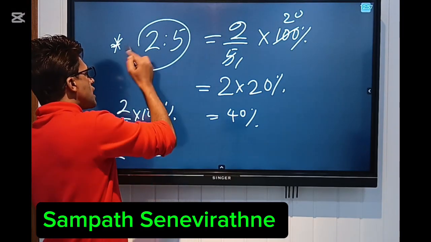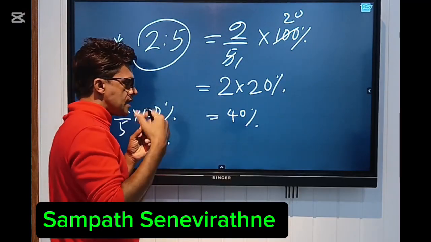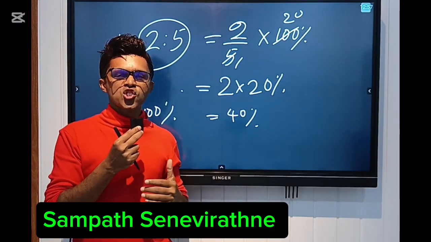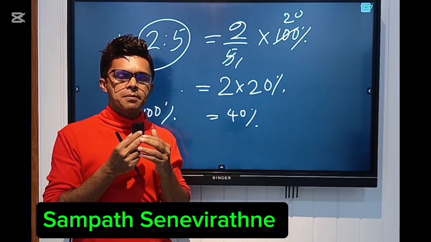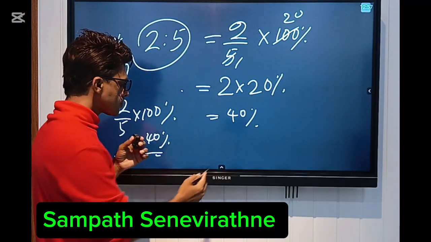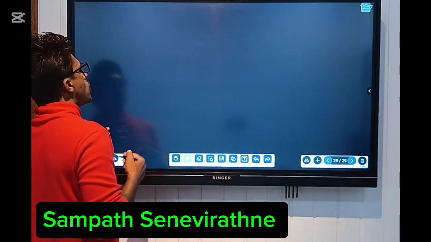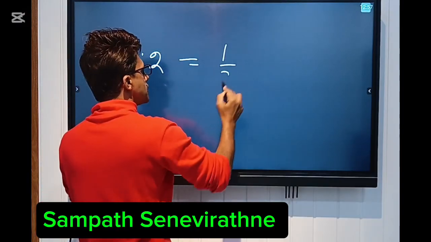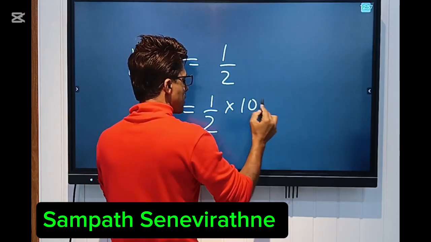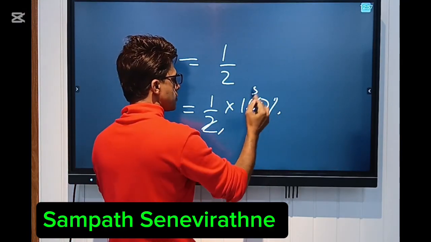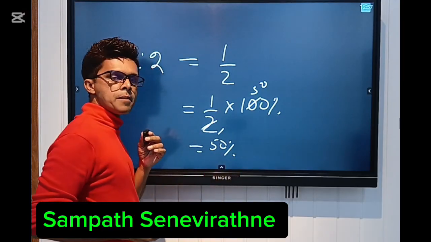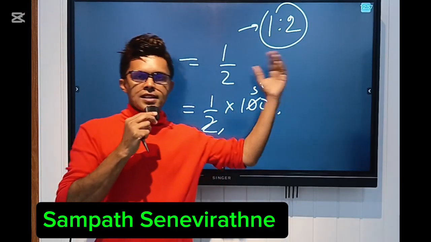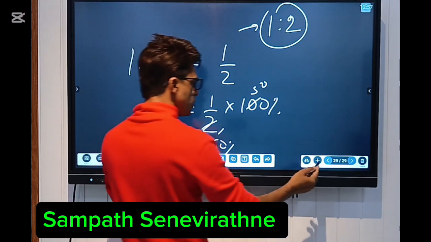Okay, so a given ratio can be written as a percentage. To write a given ratio as a percentage, firstly that ratio should be converted into a fraction. After that, multiply by 100%. Take 1 to 2. Just write it as a fraction first, then multiply by 100%. One times 50 is 50%. This question you will meet in the test: write as a percentage.